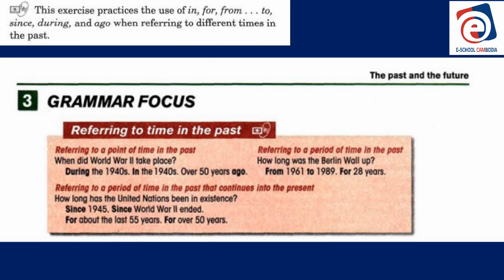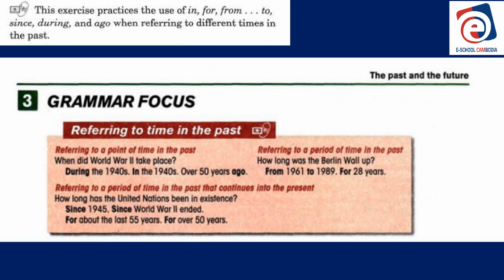Look to the right, referring to a period of time in the past. Okay, so this is from one year or from one day to another. How long was the Berlin Wall up? From 1961 to 1989. All right, so from this time to this time.